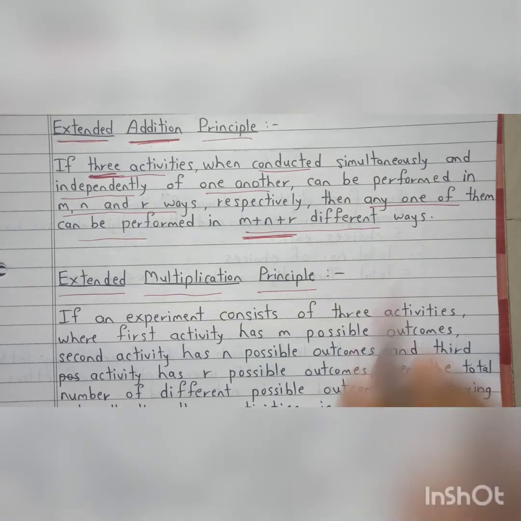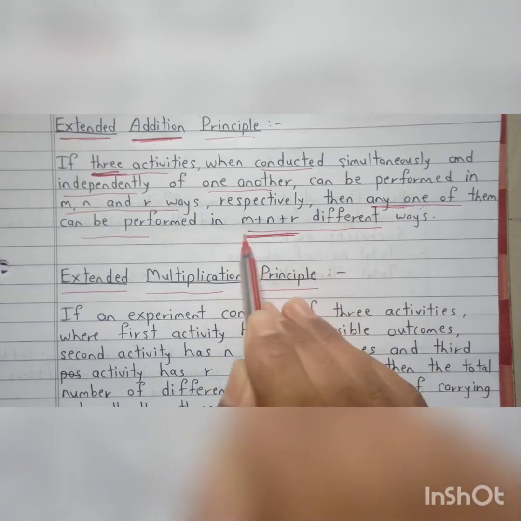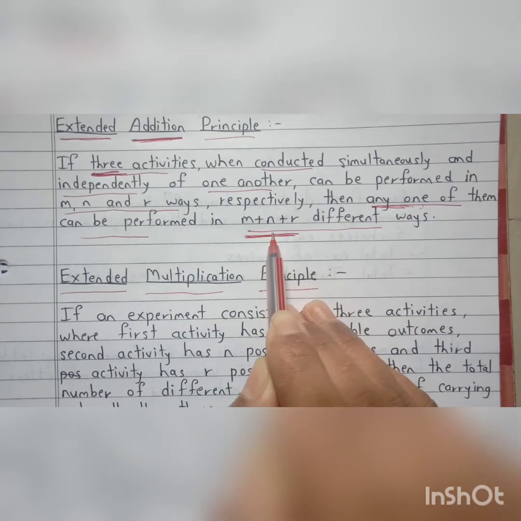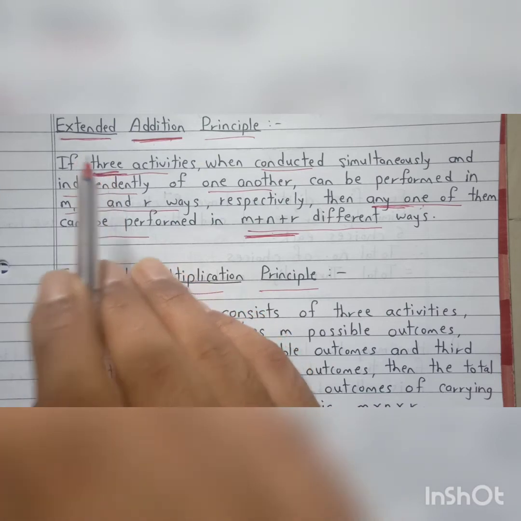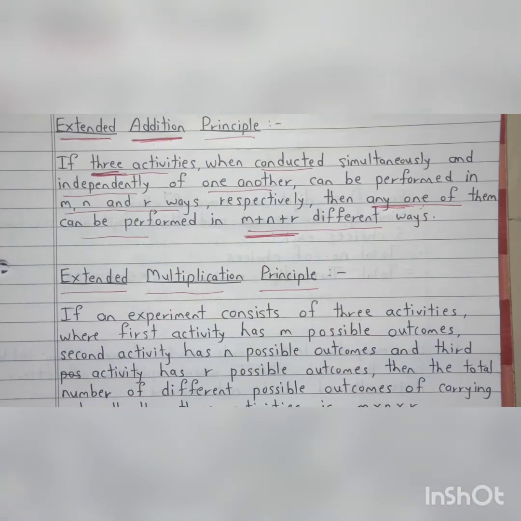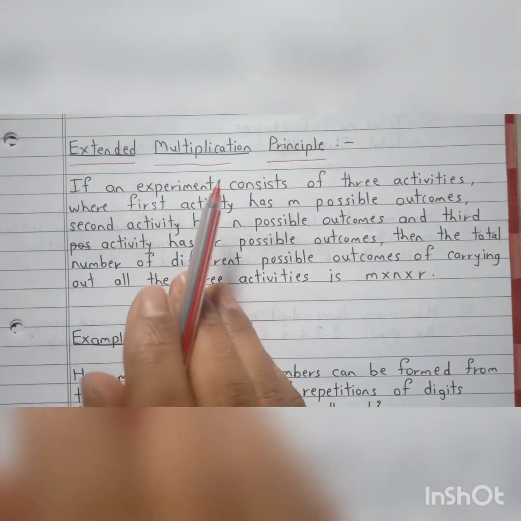So if you want to do any one of the activities, then you have to apply the addition principle, whatever the number of activities may be, whether it is 3, 5, 10, anything. The same will go for the extended multiplication principle.